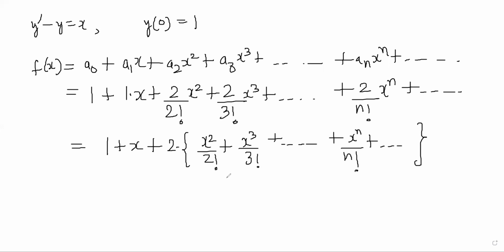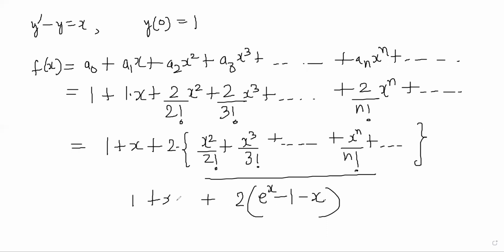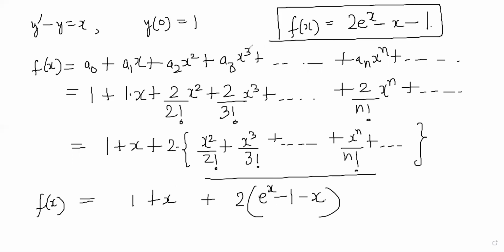This is the series. Now notice that this is just e power x minus 1 minus x. Earlier we saw the power series expansion for e power x. e power x was equal to 1 plus x plus x square by 2 factorial plus x cube by 3 factorial and so on. So this is just that. So 2 times this, plus 1 plus x. So my f of x is becoming 2 e power x minus 1. That is my solution of this differential equation. You can now check it, it will work.